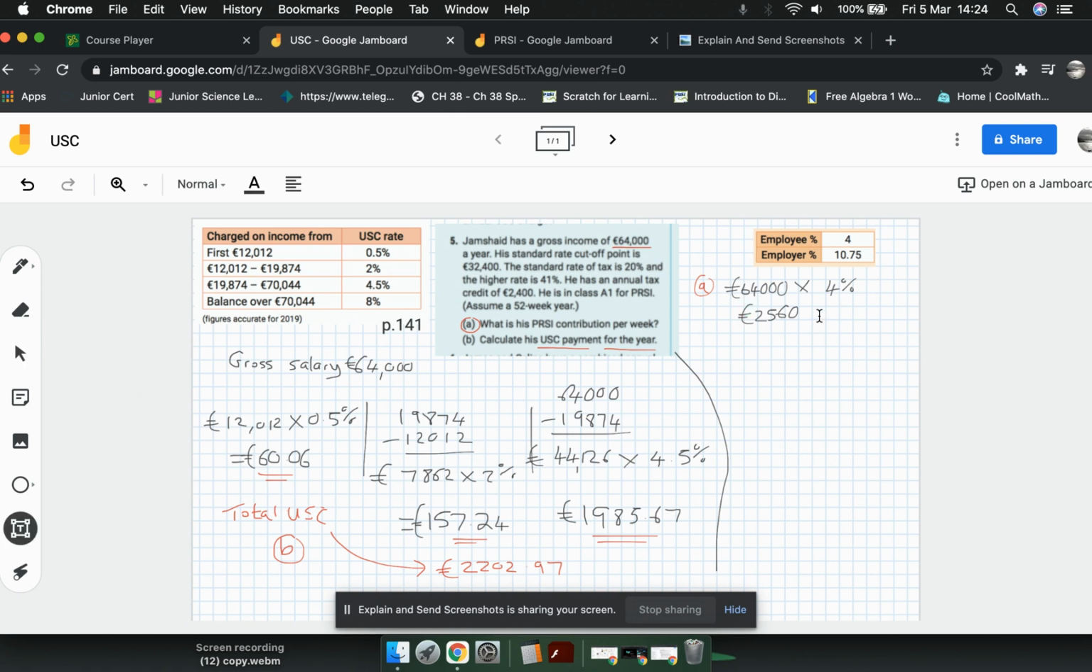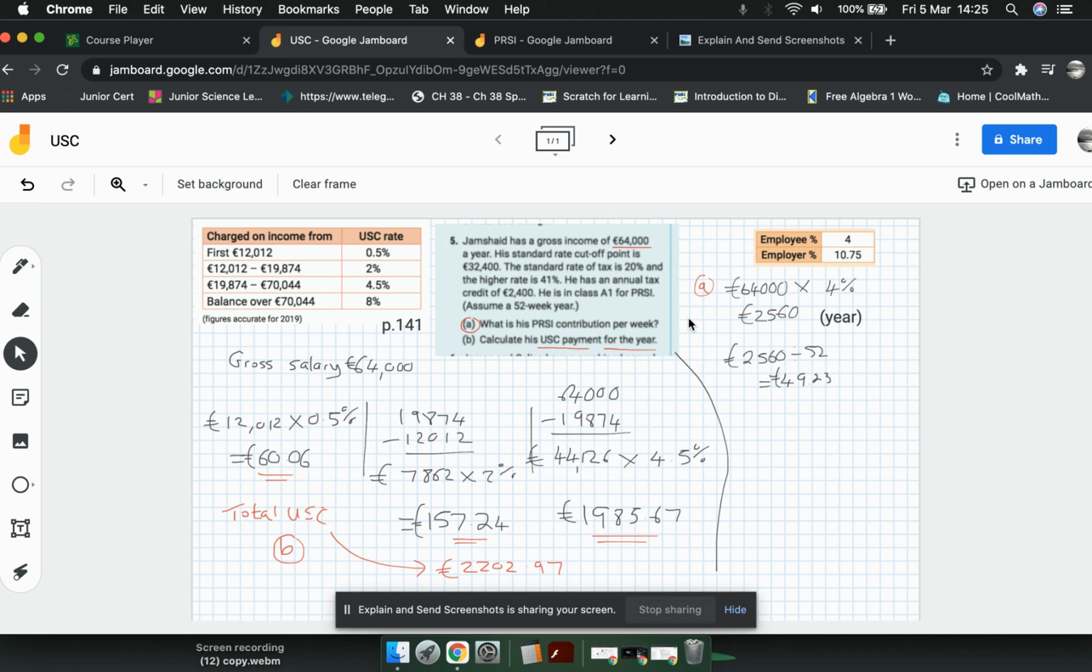So really important there that you recognize what you've just worked out. This is a year. We're not asked for the year though in this question, we're asked for the week. So you might be clever and realize that there are 52 weeks in the year. So to work it out per week, you take 2,560, you divide by 52, and that'll give you the value per week. So dividing that by 52, I get a value there of 49 euro and 23 cent. Okay, so that is per week.